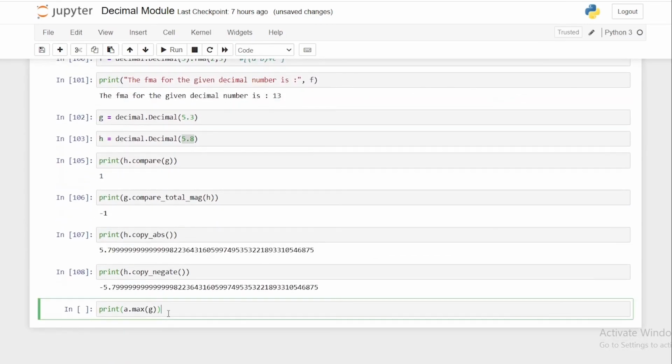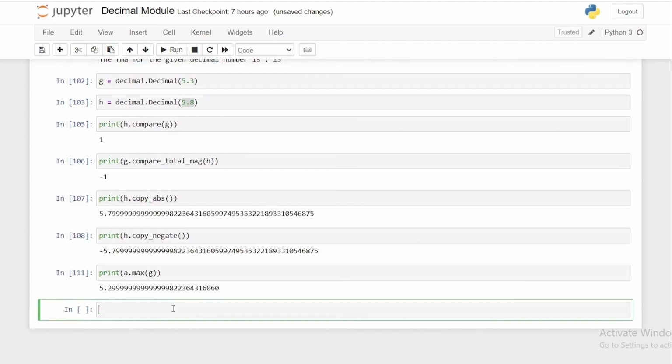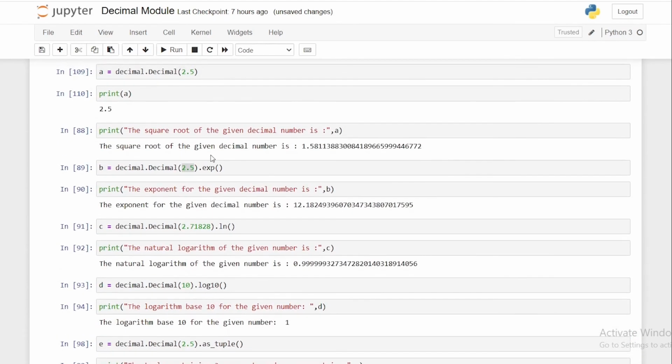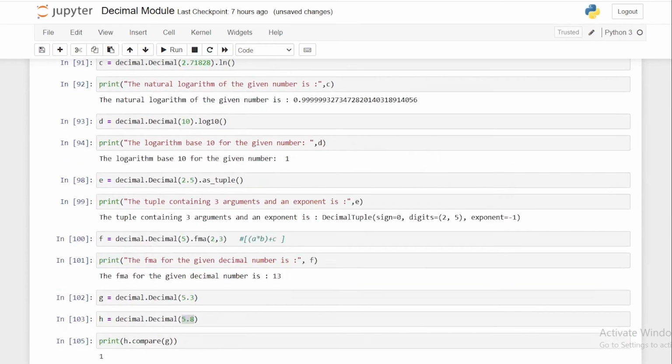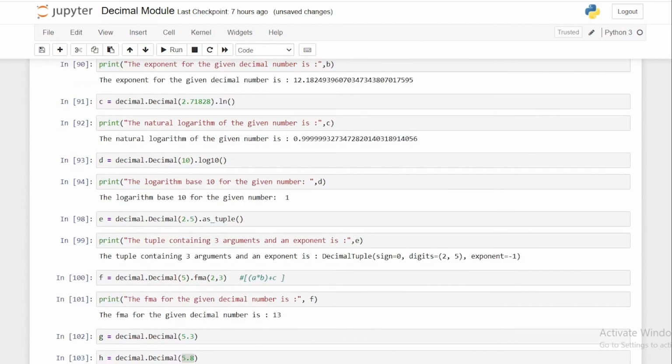What you're going to see is we check which is maximum. Whether a is maximum or g is maximum, it's going to print out the maximum value among a and g. Of course g is going to be maximum because it's 5.3, a greater decimal number in comparison with 2.5. So it's going to print g as maximum. Then let's check out for minimum also. When you try for minimum, it's going to print the value 2.5, because 2.5 is less than 5.3.